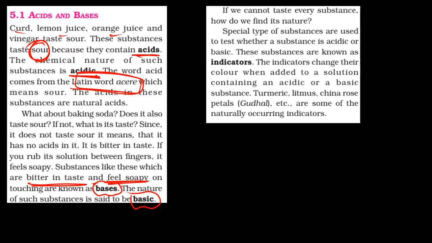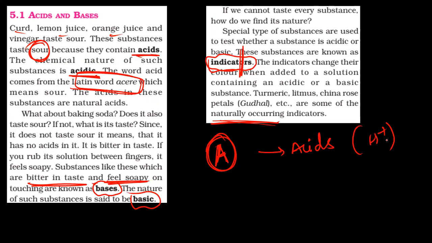Now, we cannot touch or taste every substance because, as I said, some may be corrosive in nature, causing high-scale damage. So, we have certain indicators. Literally, they indicate whether something is acidic, basic, or neutral. So, when they are added in a solution, either acidic or basic, they change color, and we have many naturally occurring indicators as well. According to Arrhenius concept, this is extra information, acids are substances that give H plus ions in water, and bases are substances which give OH minus ions in water.